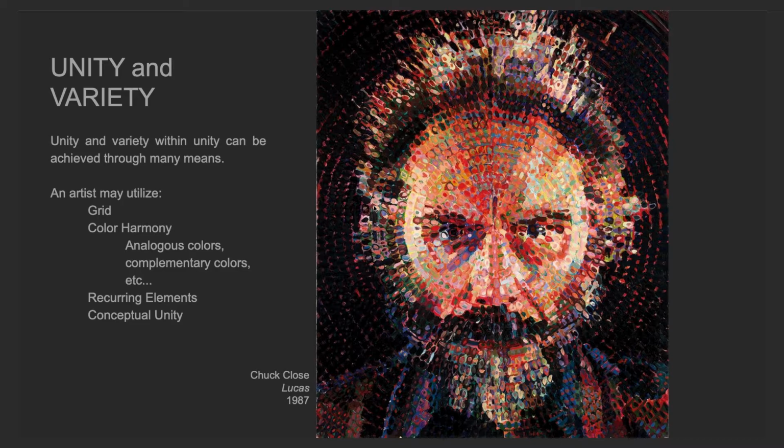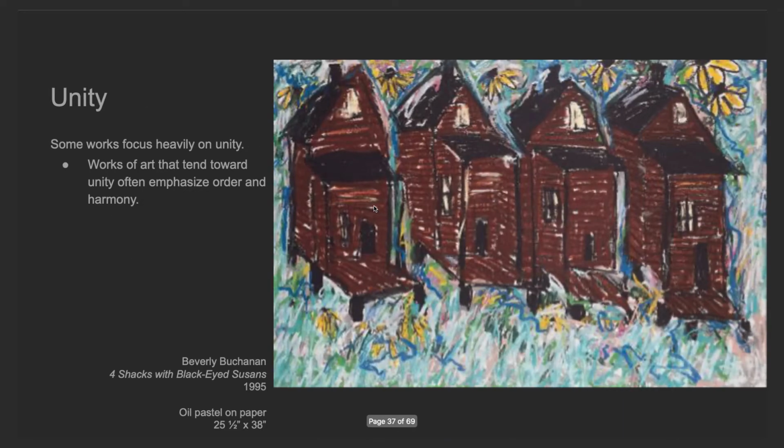This artwork is unified because there is a predictable pattern in which the little amoeba shapes are painted onto the canvas. But it has variety to it because the amoebas are different colors, slightly different, but because they're all organized in the pattern that they are, this variety becomes unified.